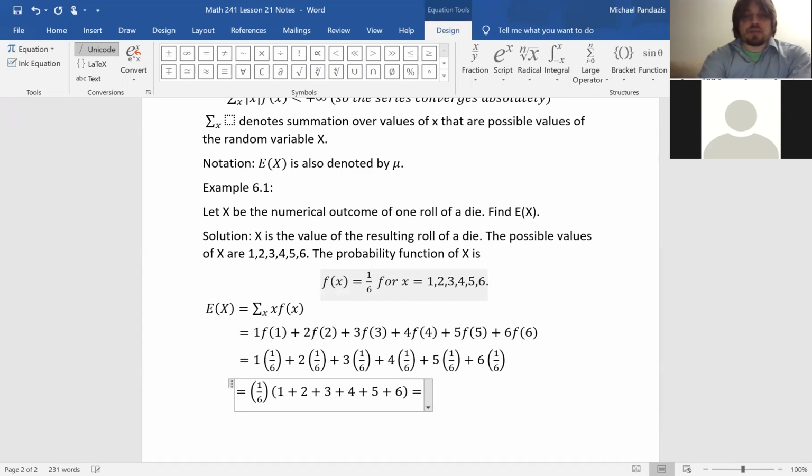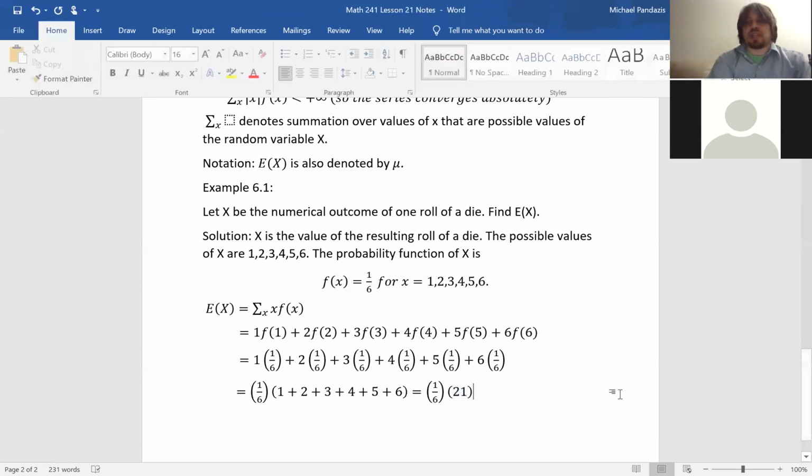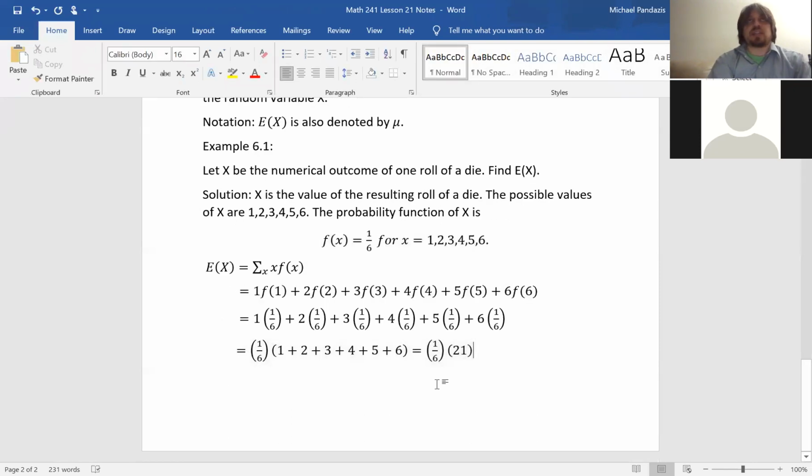Okay, and so that's equal to 1/6 times... Now the sum from 1 through 6 is 6 times 7 over 2, so that's 21. Whenever you add the first n positive integers, it's equal to n times n plus 1 over 2. The sum from 1 through 6 is 6 times 7 over 2, and so you get 21. You can check that: 3, 6, 10, 15, 21.